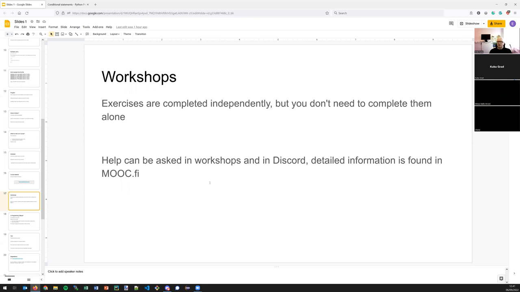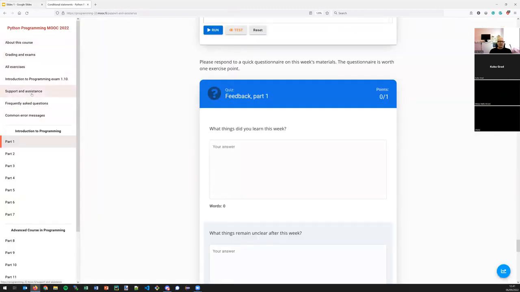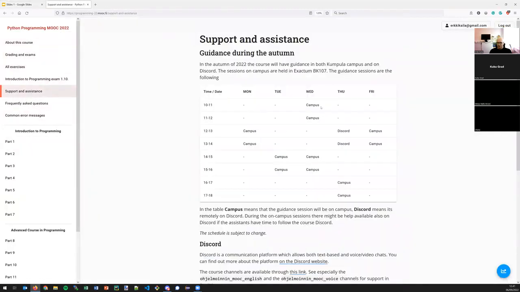The workshop times will be updated. Let's see. I don't think they are there. Oh, they are here. So here are the workshop times starting this Thursday. So these times aren't available this week, but Thursday. And so there are times where there are instructors only available in Discord, but then there's also these campus times.